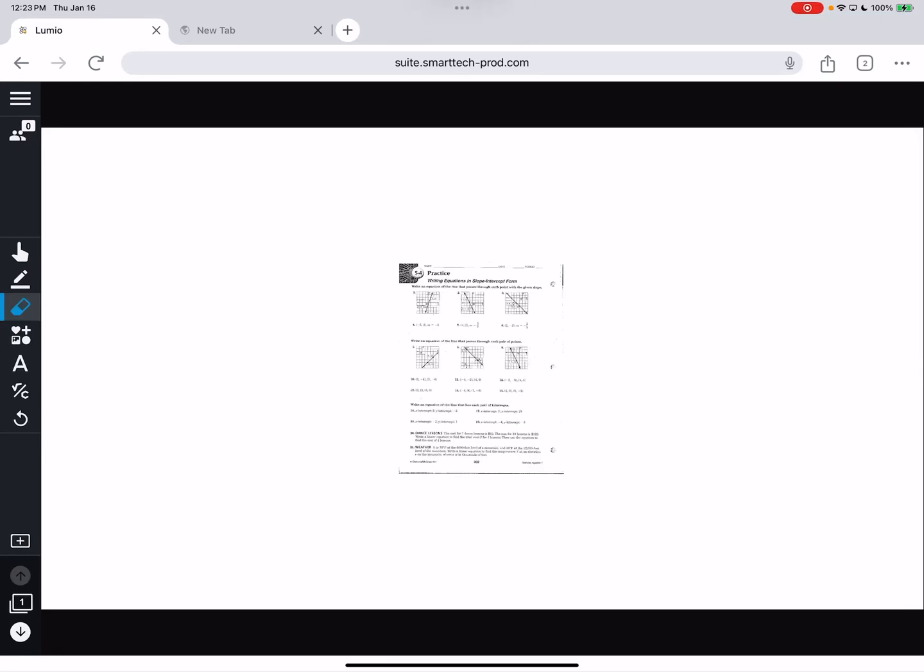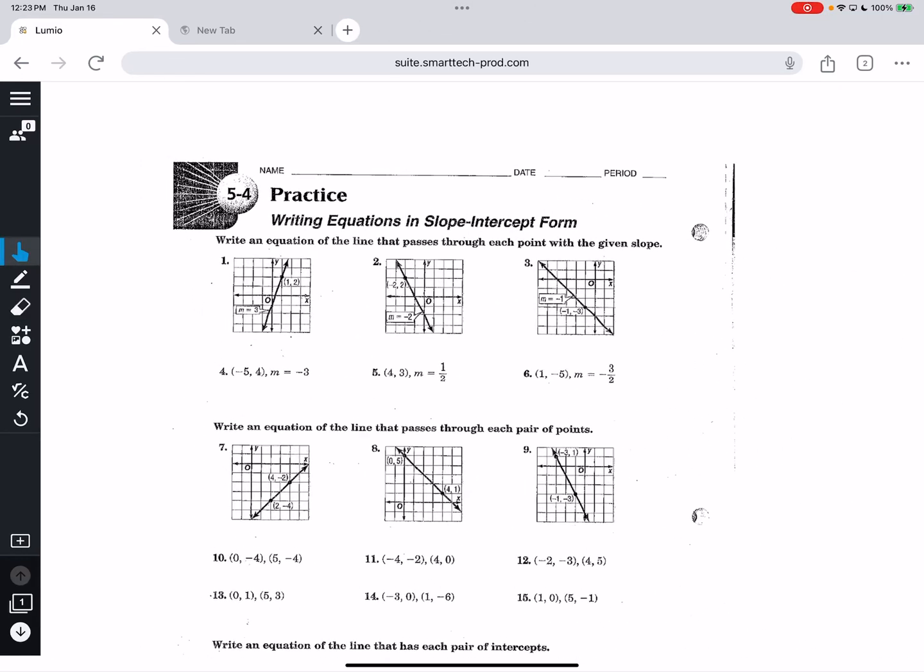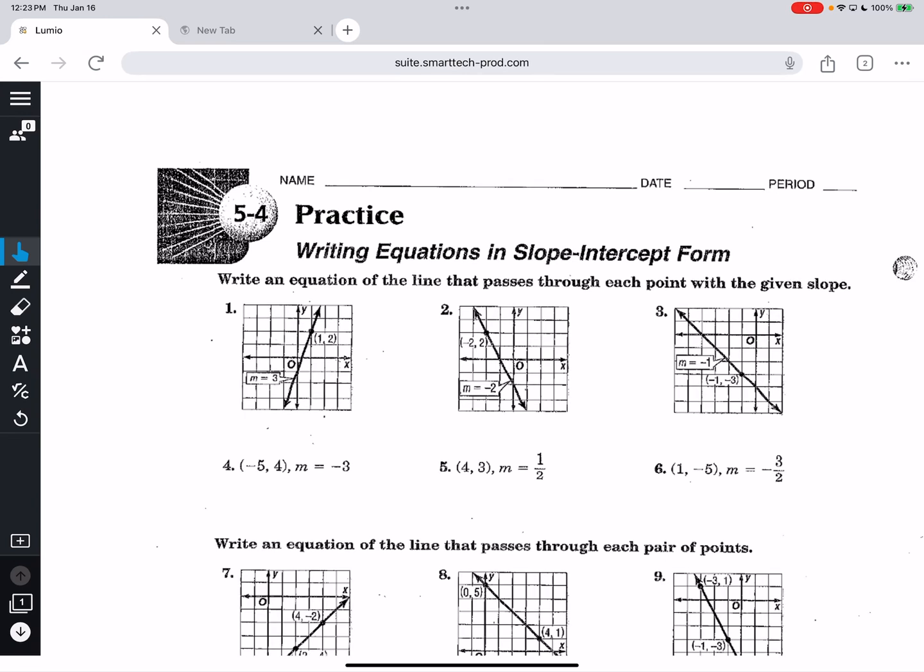All right, so we have already written these first. This is right? Yes, ma'am. Okay. We've already written these in slope-intercept form, y equals mx plus b. Next: y equals 3x minus 1, y equals negative 2x minus 2, and y equals negative 1x minus 4.